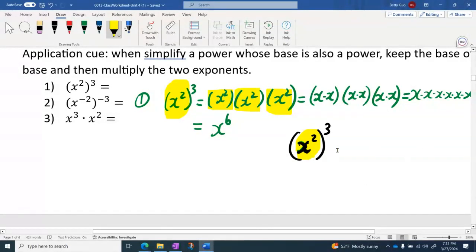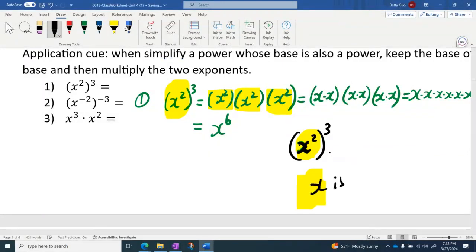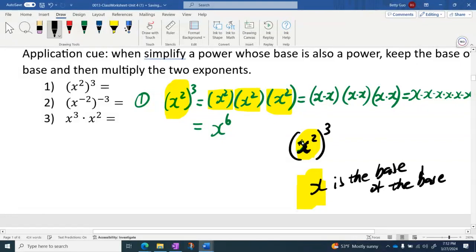In this type of expression, we have one base. X here is the base of the base. X is the base of x squared, and x squared is the base of the whole expression. So x here is the base of the base. So we have one base and 2 exponents in layers. This is inside, this is outside.